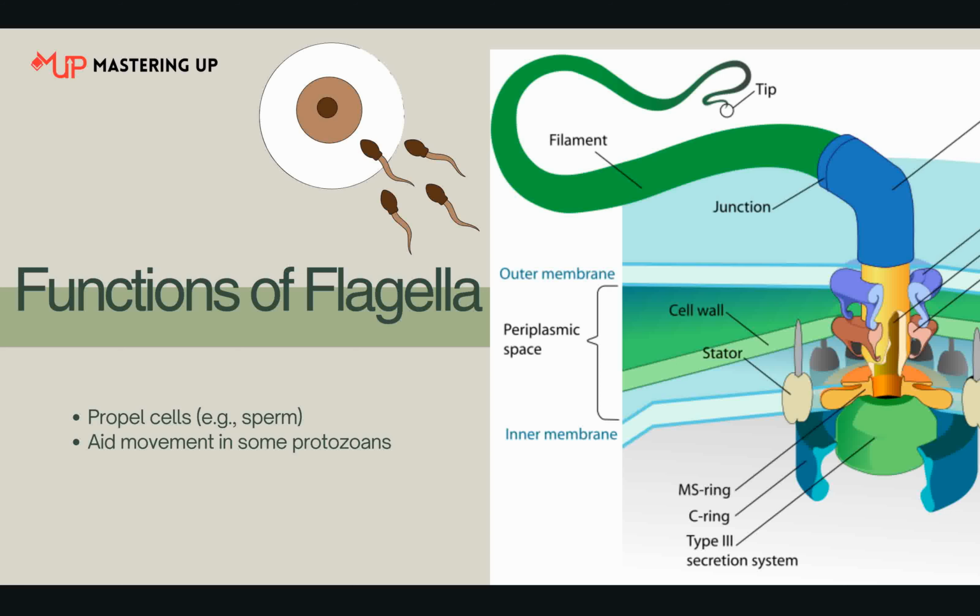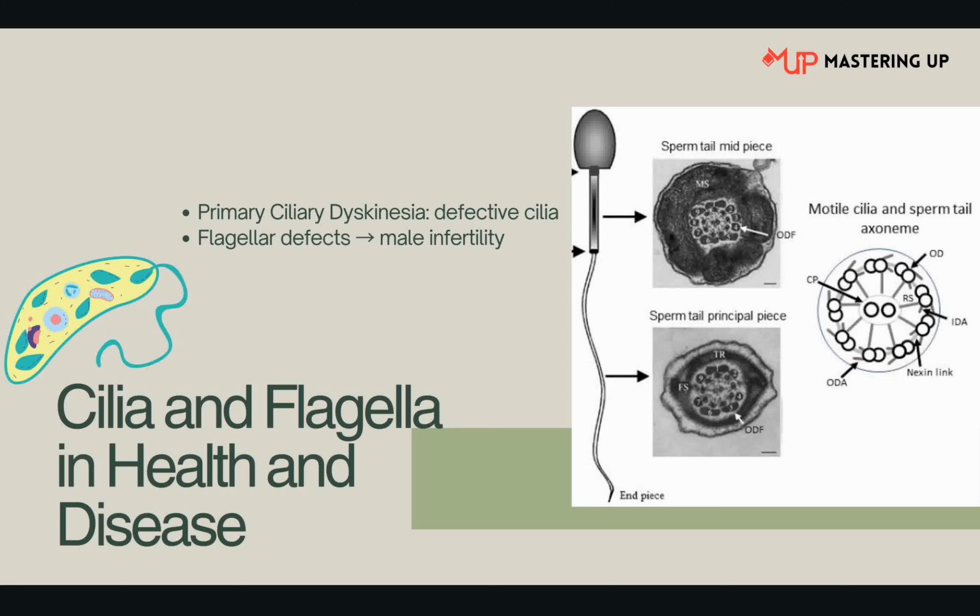Now let's see their malfunction. When these structures malfunction, the consequences can be serious. We have seen primary ciliary dyskinesia in the previous video, which is caused by defective cilia that can't clear the mucus from the lungs, leading to chronic infections. In males, flagellar defects can cause infertility due to immobile sperm.